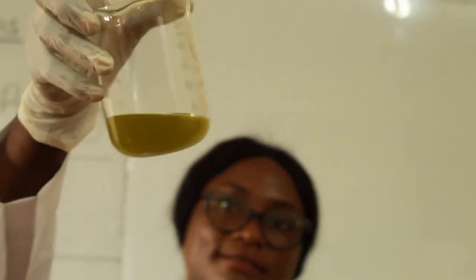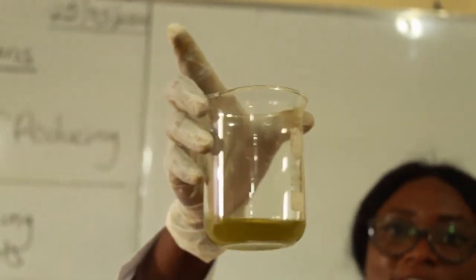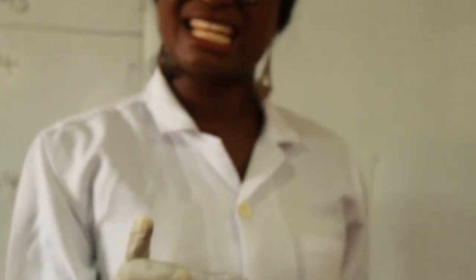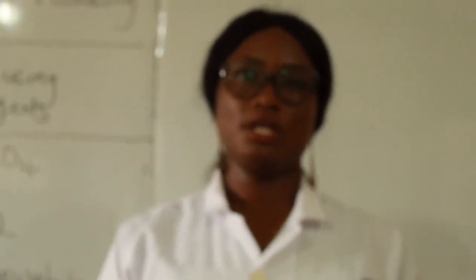What color is this? I'm sure you say green. Yeah, this is green, but in chemistry we call it dirty green, because of the way it looks. So we started with yellow and then at the end we had green. Now what happened here? The chromate was reduced to chromium 3. That's what happened here. Now this is it for the test for oxidizing agents and reducing agents.